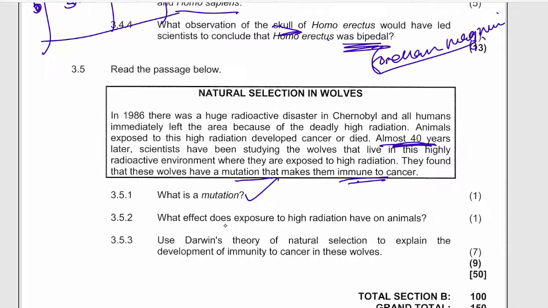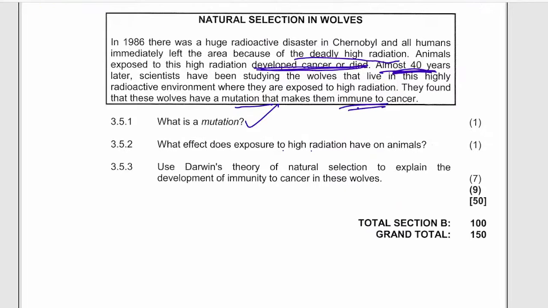What effect does the exposure to high radiation have on an animal? Here they talked about it. Deadly high radiation. The animals exposed to this, they said, develop cancer or death. Using Darwin's theory of natural selection, explain the development of immunity to cancer in those wolves. So what are you supposed to talk about here?